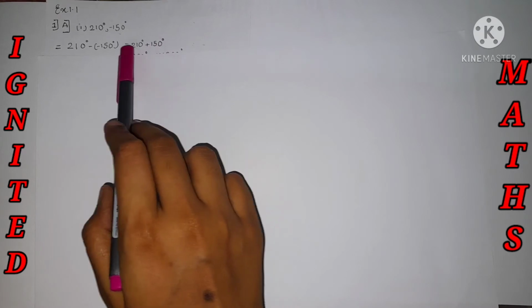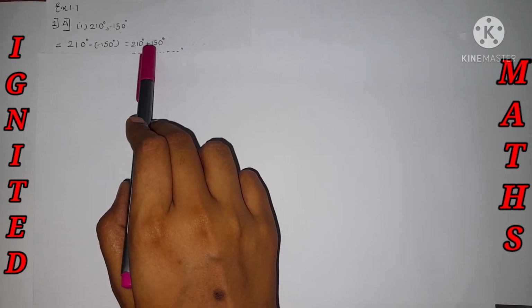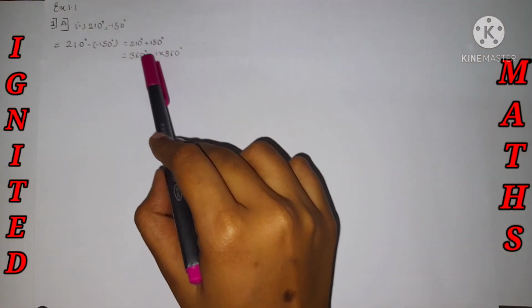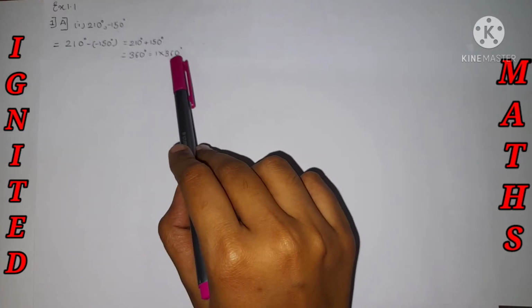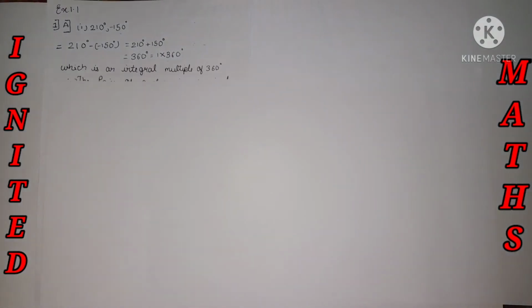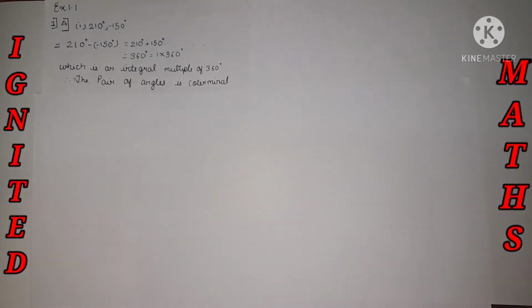If we add both the numbers, we will get 360 degree. But the property of coterminal angles says that if it is an integral multiple of 360 degree, and 1 is an integral multiple of 360 degree, so it is called a coterminal angle. The pair of angles are coterminal angles.